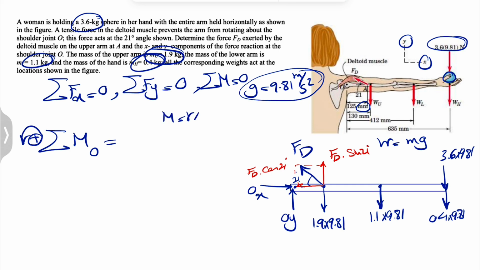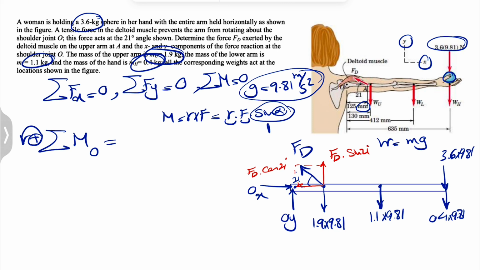Since we know that moment is r cross F, or it's also r times F times sine of alpha, alpha would be the angle between r and F. When r and F are perpendicular, sine of alpha would be 1, because sine of 90 degrees is 1. So we just have to multiply r and F.